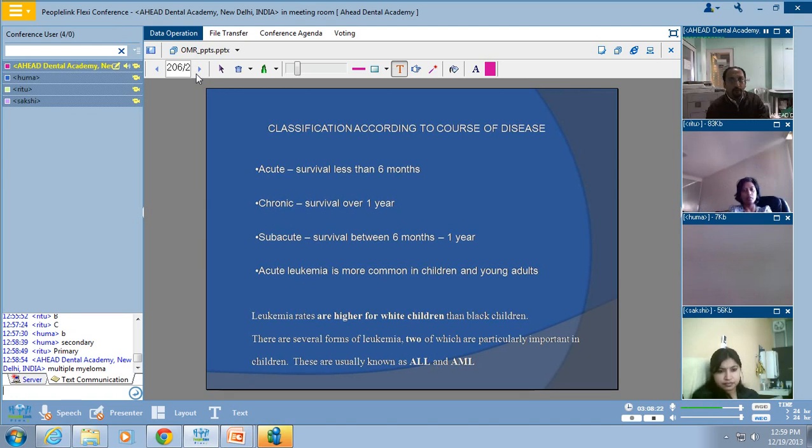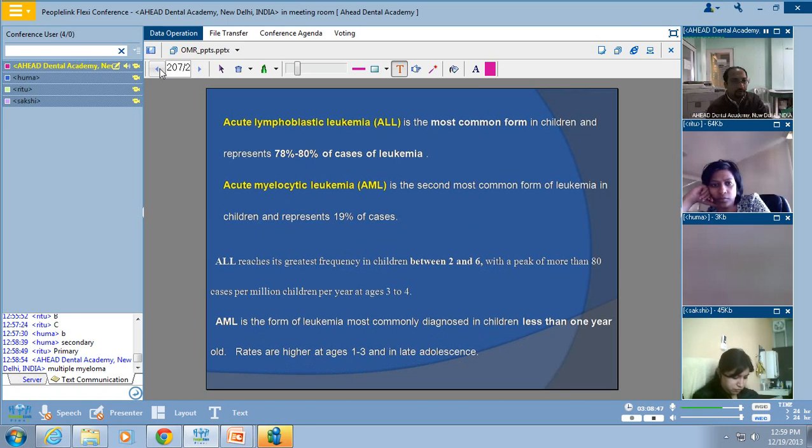Acute leukemias are more common in children, generally occurring in less than 1 year, and leukemia rates are higher for white children as compared to blacks. And generally, ALL is supposed to be more common in children as compared to AML. Is it clear? ALL is the most common form in children and represents 80%. AML is the second form of leukemia in children. Okay. AML is diagnosed at less than 1 year and ALL generally at 2 to 6. Okay.